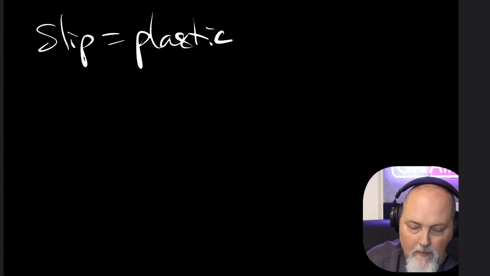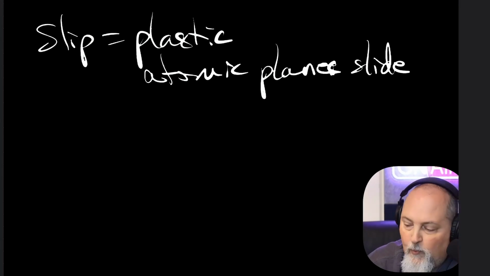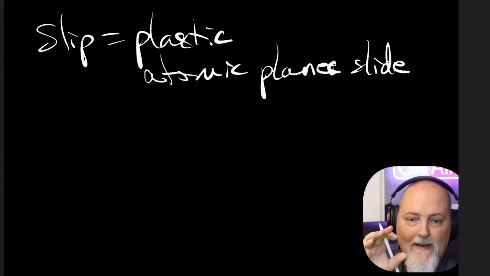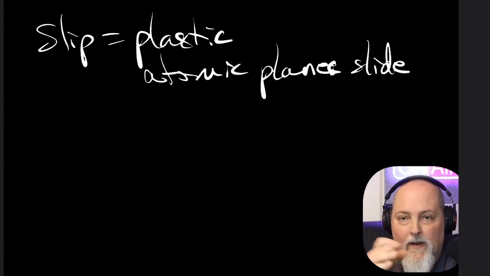So slip. Slip is plastic deformation. That's permanent deformation. Slip is where atomic planes slide. So once we moved it, it's like when I pushed on those magnets, that structure of magnets that stack, they didn't come back. I pushed them past their yield point, past their proportional limit. Slip happened, and it's plastic deformation.